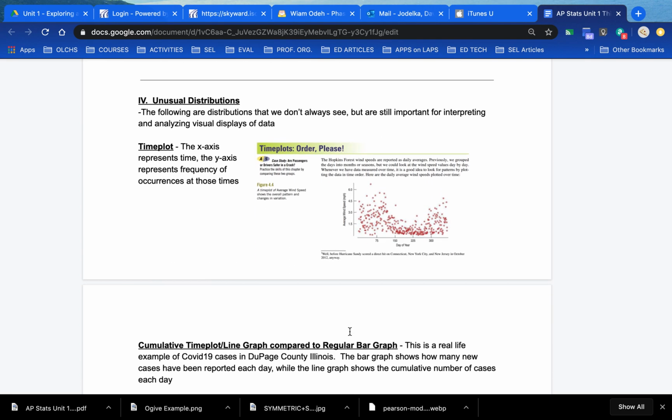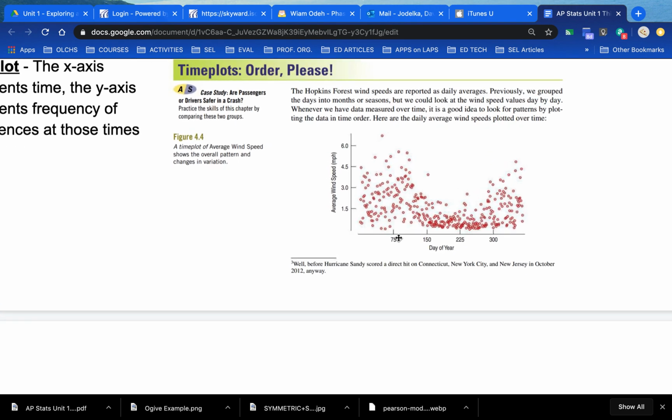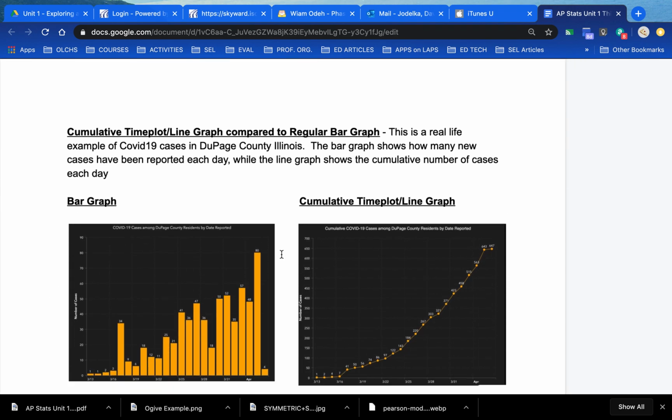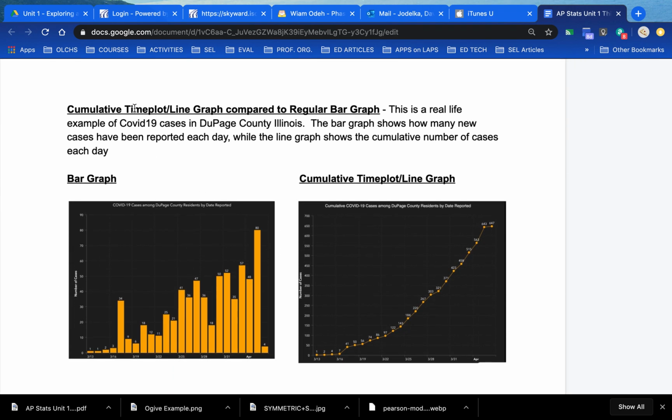But again, I just wanted to show you that these are unusual graphs that you might want to be on the lookout for. Time plot is not that bad. Time is your x-axis, and this is basically measuring wind speed in this case at different days throughout the year. So this is through the passage of time, what happened. So that's not too unusual. You've seen those before. These I would be careful of.